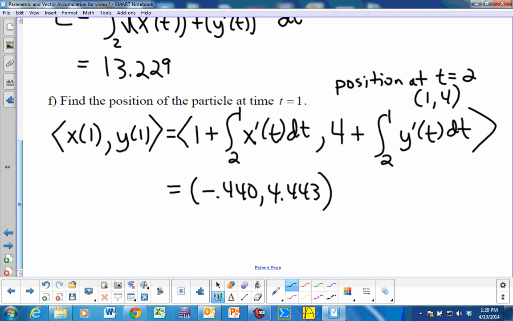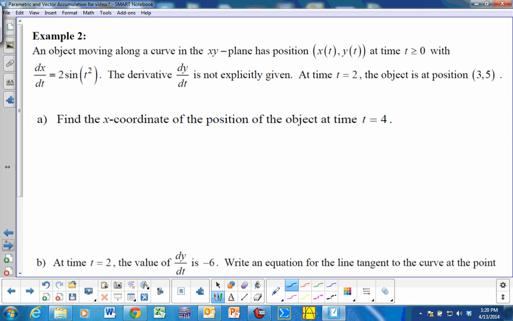So that would be your position. So again, check that. That's saying before we got to (1, 4), at time t1, we were here, and then we moved in 1 second up to the position (1, 4). All right, so let's do the next example, example 2.